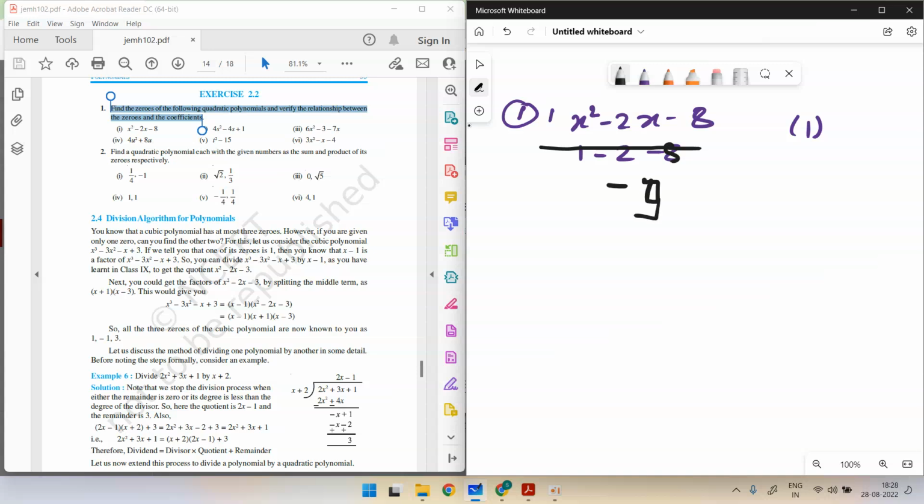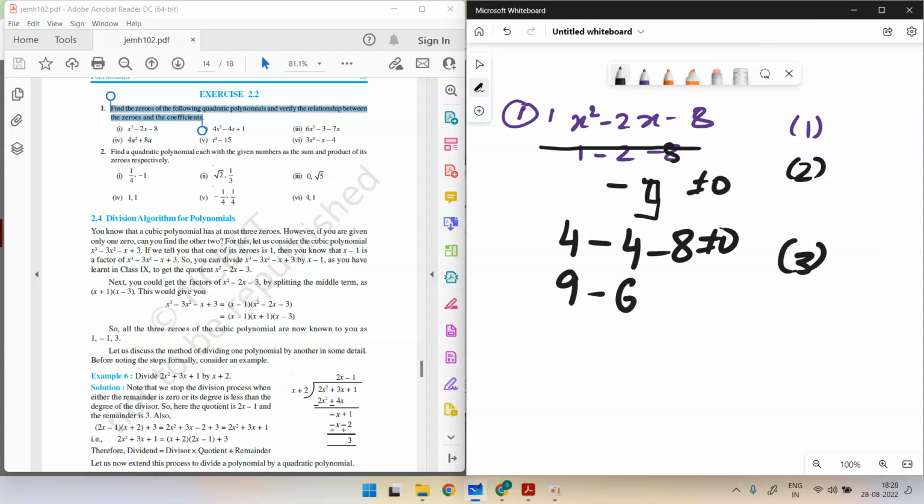So if you put x equal to 2, this is 4 minus 4 minus 8. It's still not equal to 0. So put x equal to 3: 9 minus 6 minus 8. Still not giving 0. Then 4, still not equal to 0.